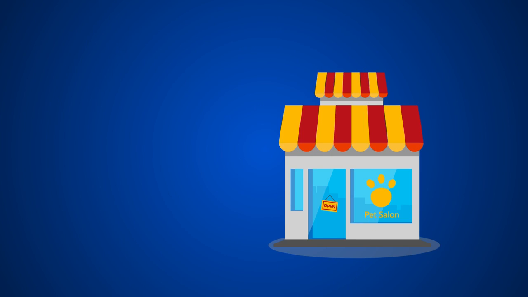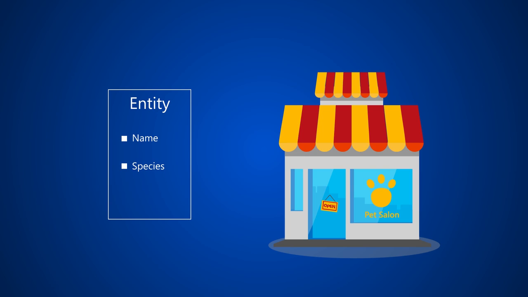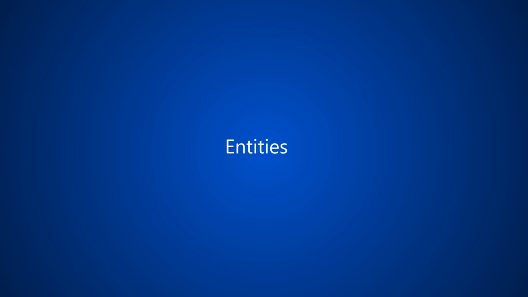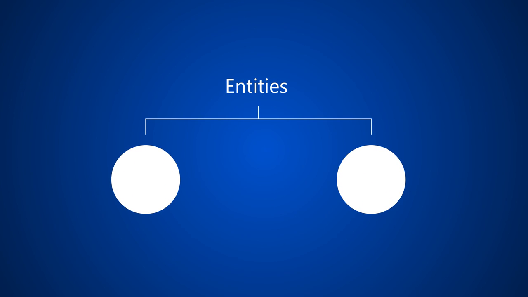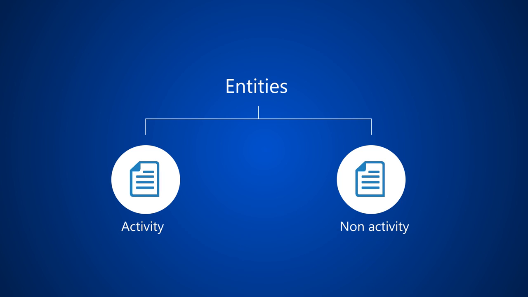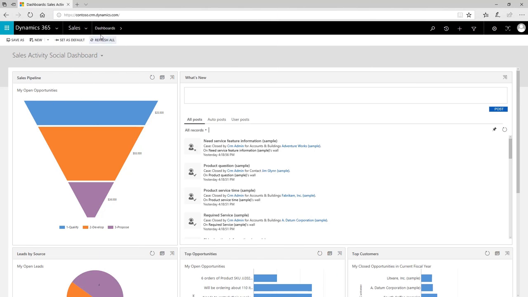For the grooming salon example, we'll need to create an entity that contains data about each of the animals, such as name, species, or breed. There are two types of entities in Dynamics 365: activity entities and non-activity entities. An activity is a special kind of entity. Think of an activity as an action you can attach to a record. For the grooming salon, we'll create a non-activity entity named Animal. Let's see how this looks in action.